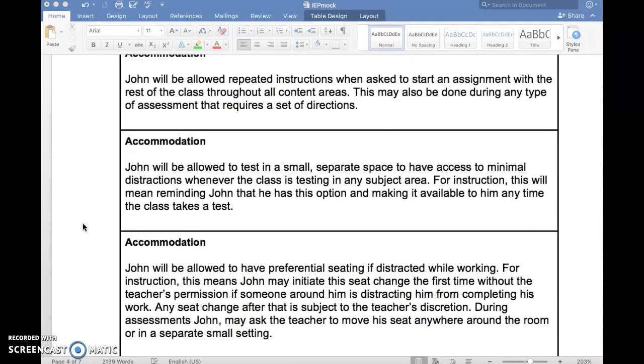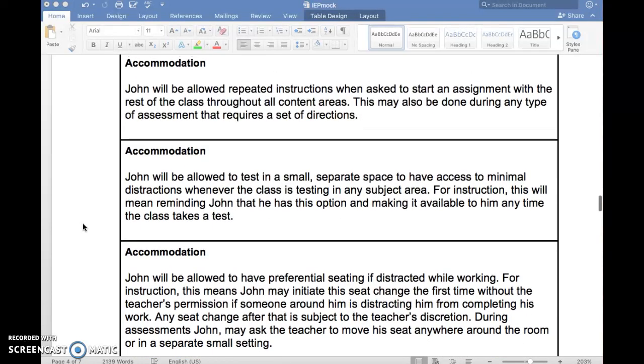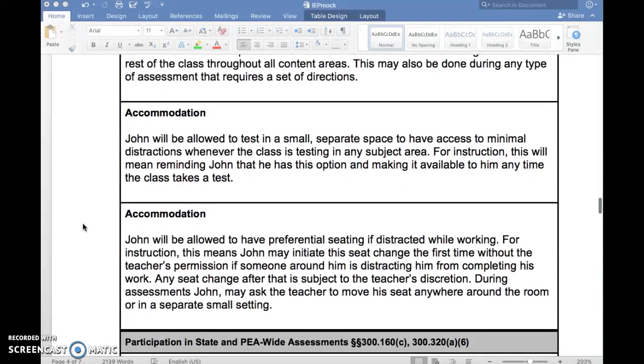And lastly, we'll go over his accommodations. So I did say that he would be allowed repeated instructions. I would limit this to 1 or 2, and maybe I should have put that in my accommodations. So he would be given extra instructions when he needs it, but this can't be excessive, and that would be a revision of something I would do in my next IEP.